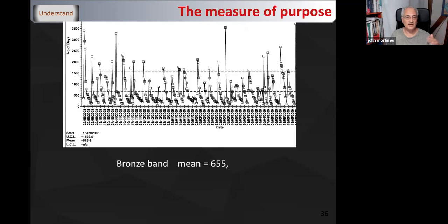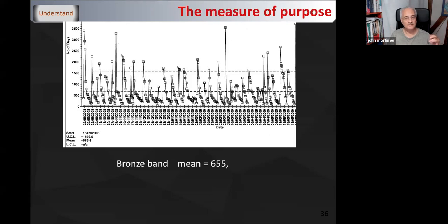So we looked at the middle dotted line on there. By the way, the middle dotted line is the average, and the upper line is the upper control limit, which is a control chart mathematical thing. We're not going to go into all the details of that. We're just going to look at the moment at the mean. So the mean is halfway, basically. Bronze band was 655 days. So we didn't help people for an average of 655 days.